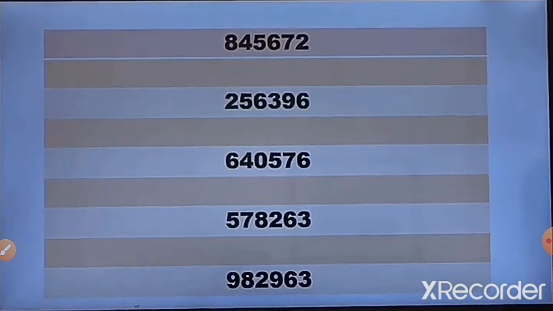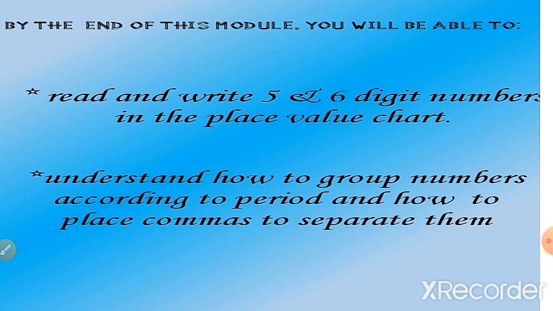Here are some numbers. Can you read this number? How will you read this number? 8, 4, 5, 6, 7, 2, 2, 5, 6, 3, 9, 6, 6, 4, 0, 5, 7, 6, 5, 7, 8, 2, 6, 3, 9, 8, 2, 9, 6, 3. This is how you will read this number, isn't it? By the end of this module, you will be able to read and write 5 and 6-digit numbers in the place value chart and understand how to group numbers according to period and how to place commas to separate them.